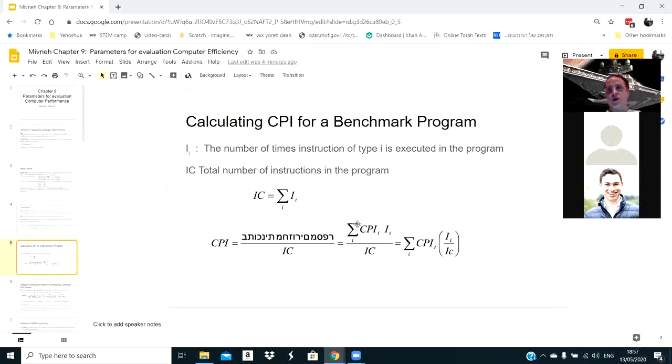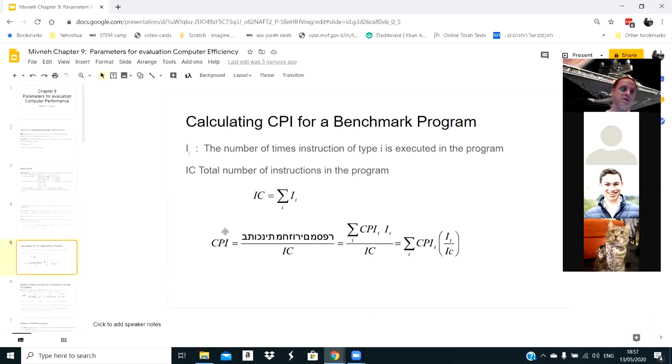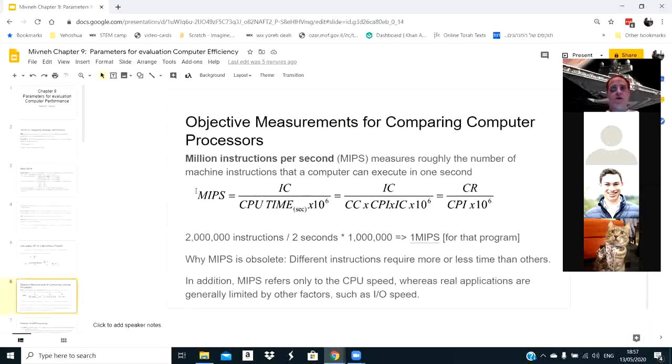This is all the instructions in the program, because this is every single instruction type, or every single instruction example. Really, it's not a type. It's like add, load word, store word, branch equal, BNE, all the possible things. All of them added up, divided by how many total instructions there are in the program. That'll give you the average CPI. Fine, that should be clear.